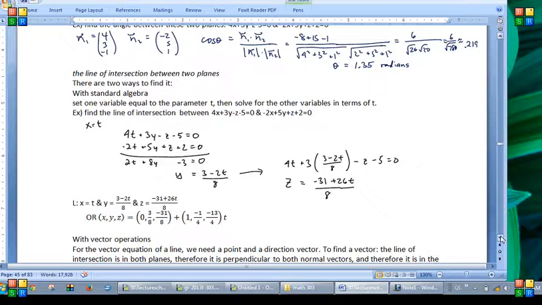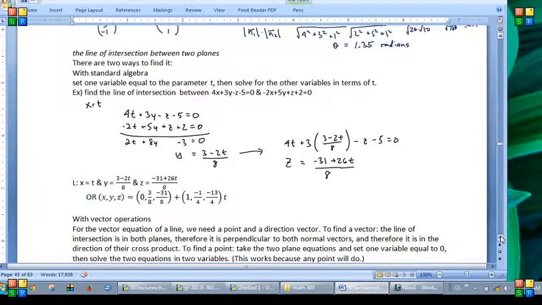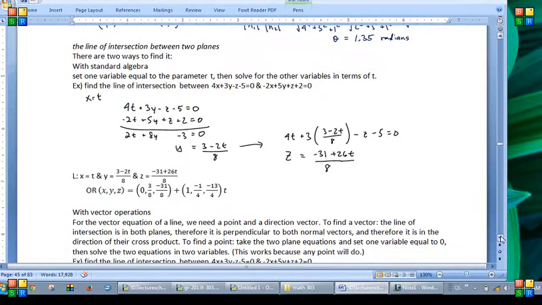So to find the vector, the line of intersection is in both planes. Well, if it's in the plane, it's perpendicular to the normal vector. So if it's in both planes, it's perpendicular to both normal vectors. So one vector that's perpendicular to two other vectors means it's just the cross product, or at least in the same direction as the cross product. Okay. And then to find a point, you need any point. So the easiest way to do that is just set one variable equal to 0 and then solve out and get another point.